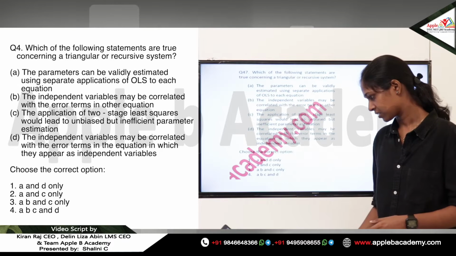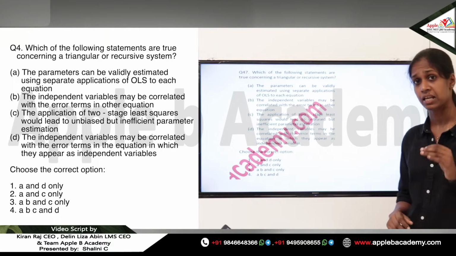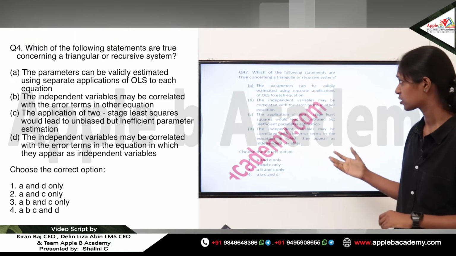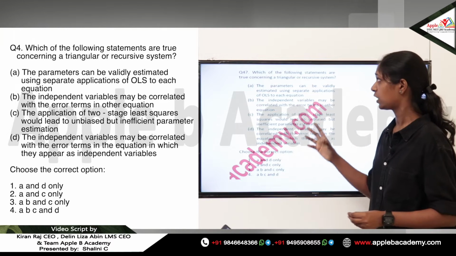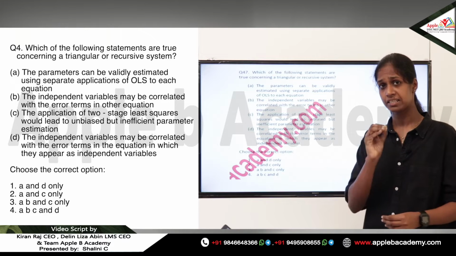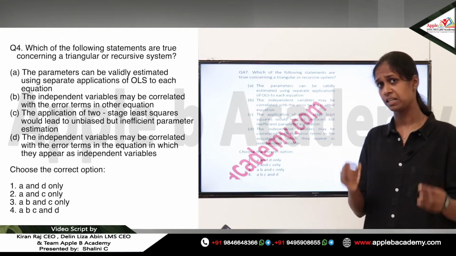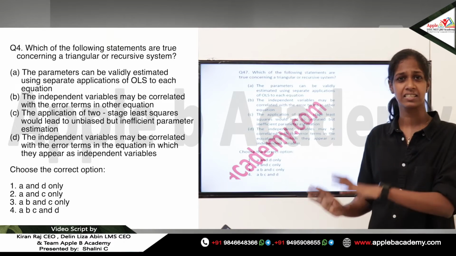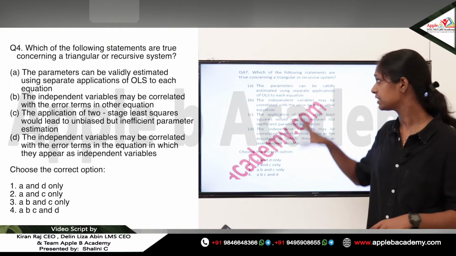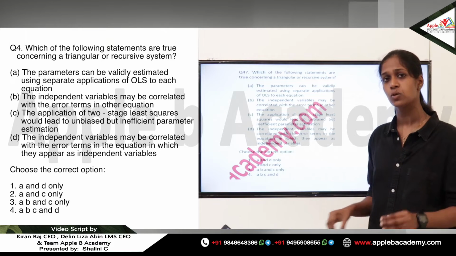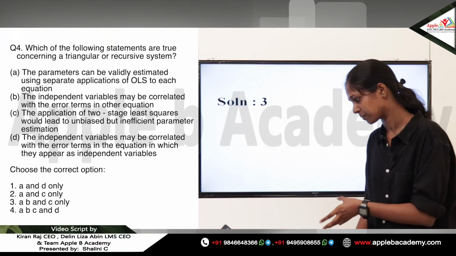Now the next question is, which of the following statements are true concerning a triangular or recursive system? Now this question has been repeatedly asked since June 2012. So it's not more about the details of the question, it's just about the properties of triangular or recursive system. Whenever a question has been asked regarding this section, it's always asked in the same format. So there are a few properties of triangular or recursive system, and it is always asked in a statements question, and which of them are true. So all we have to do is learn the properties of triangular or recursive system, and then we will come back to this question.